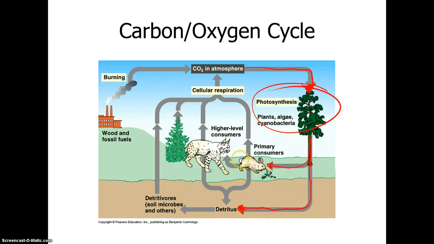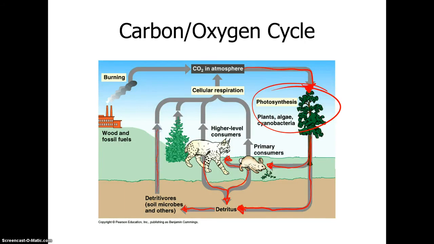Your primary consumers are also going to be eaten by secondary or higher level consumers. And both of those consumers eventually are going to die. When they die, their bodies are going to be decomposed, become detritus. That detritus then is going to be broken down by detritivores, such as soil microbes, fungus, stuff like that, that are going to break down their bodies into the more chemical elements, like the carbon, since we're talking about the carbon-oxygen cycle.